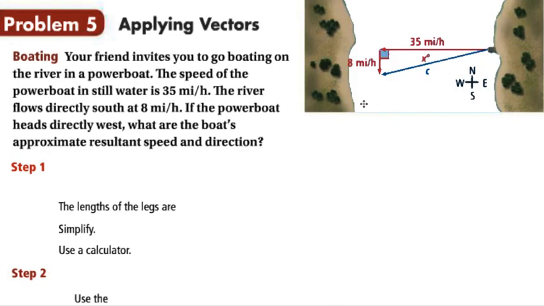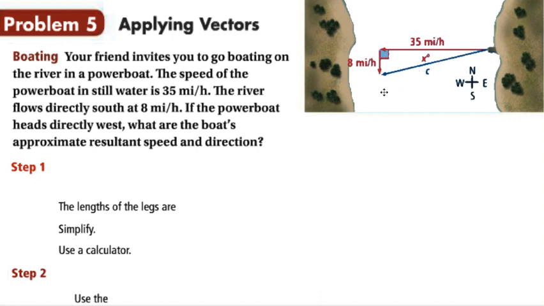So here's a problem. Let's suppose your friend invites you to go boating on the river, and the speed of the boat that you're using in still water is 35 miles per hour, is how fast it can go, but the river is flowing 8 miles per hour directly south. If the boat heads directly west, we want to know what is the boat's approximate resultant speed and direction. So that's in blue here, the vector c.